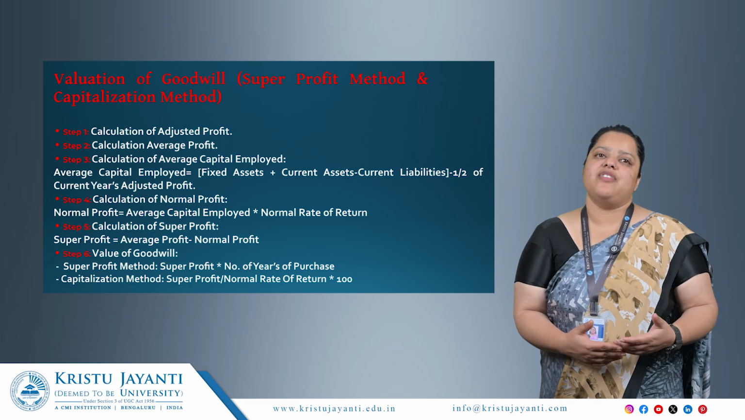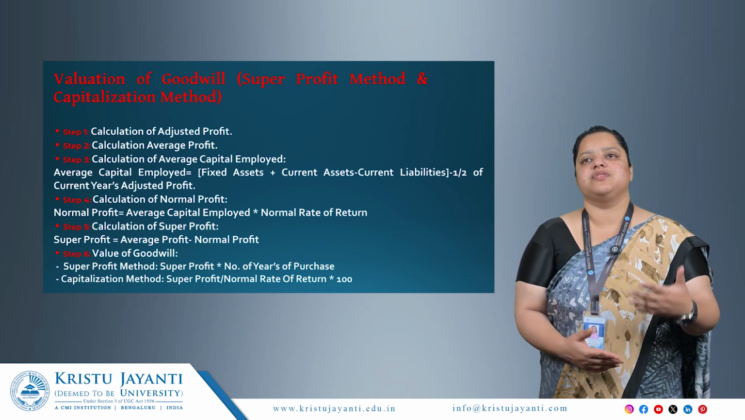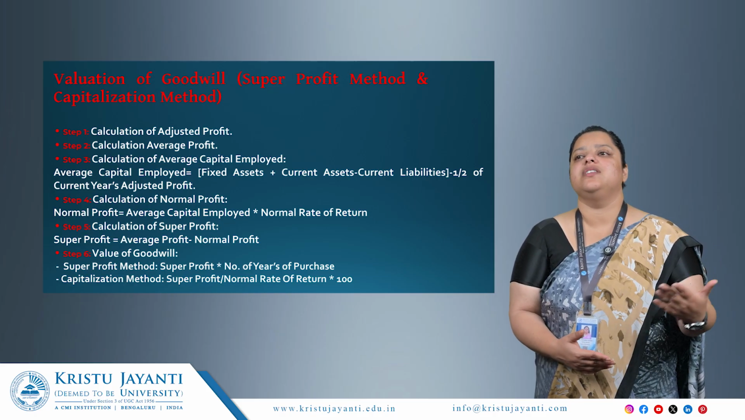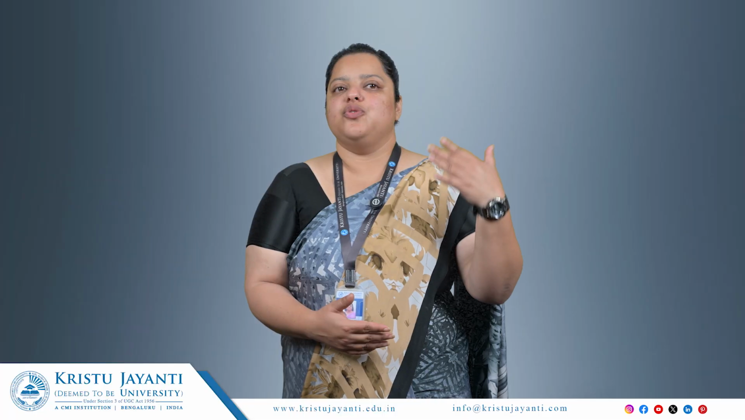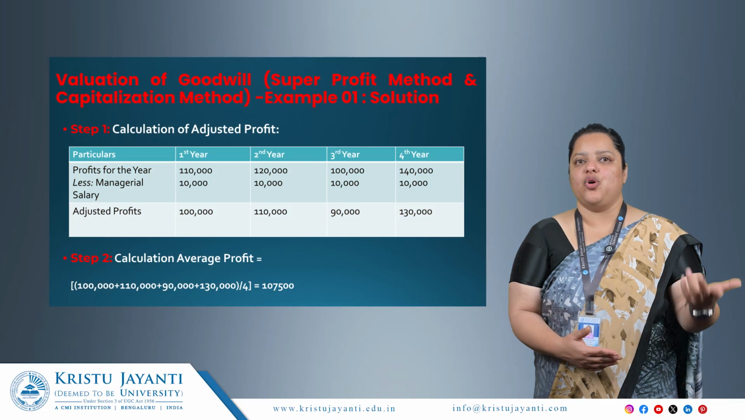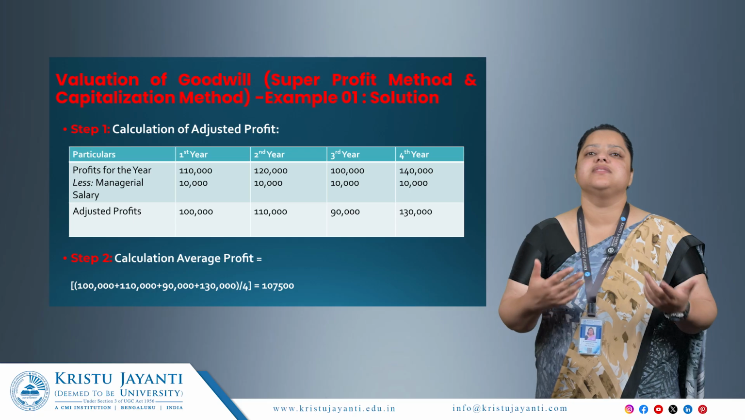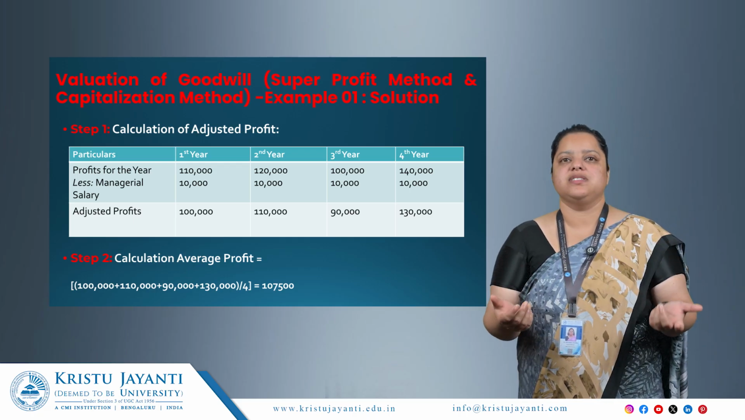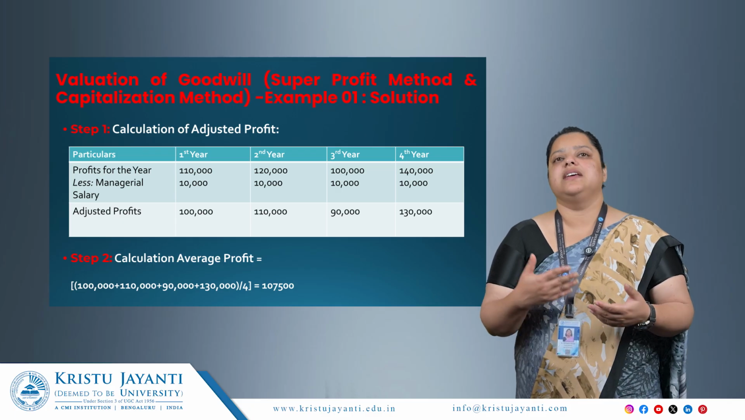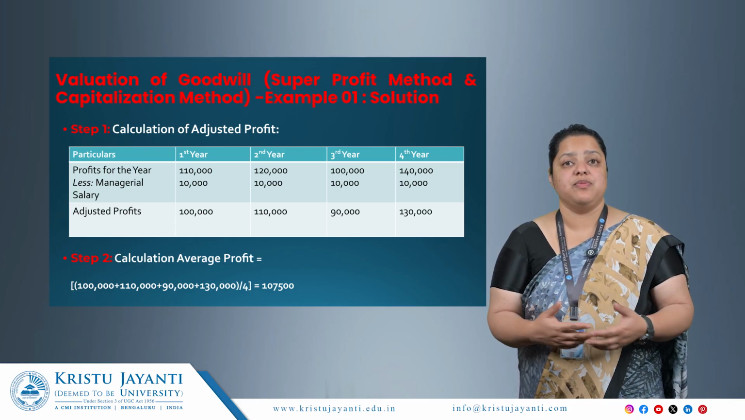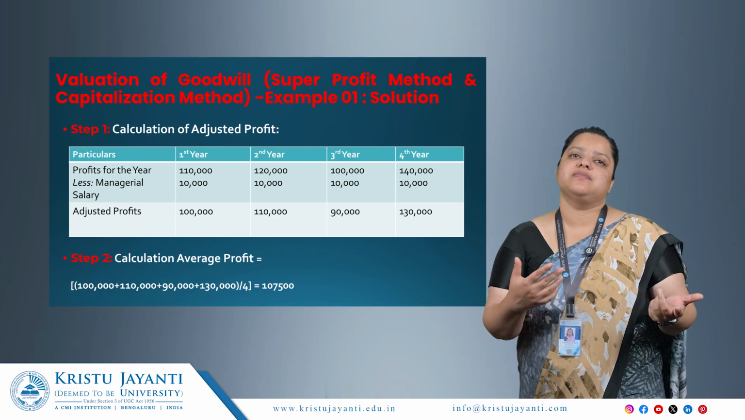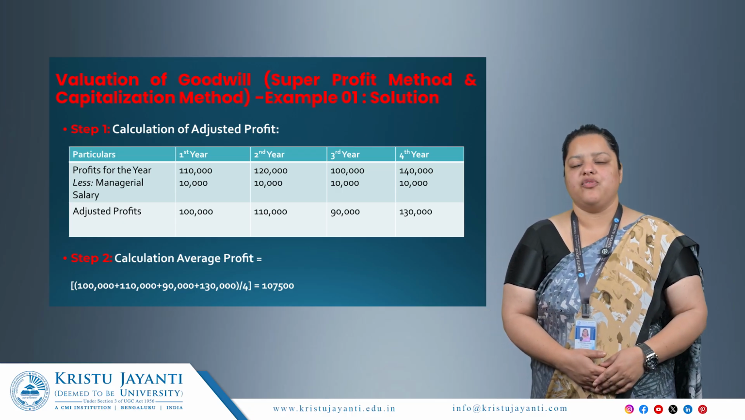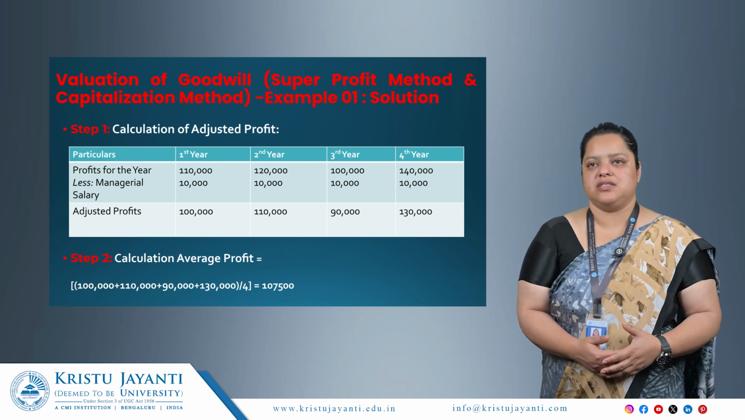Till step 5, the formulas and the steps are the same. Only in step 6 do we need to utilize different formulas to calculate the goodwill. The first step is the adjusted profit. What is this adjusted profit? Sometimes when we are calculating the profit, some adjustments are not made, like the manager's salary or the insurance premium paid. If any such expenses are not adjusted with the profit, first we need to adjust them with our profit, and then we can calculate the adjusted profit.